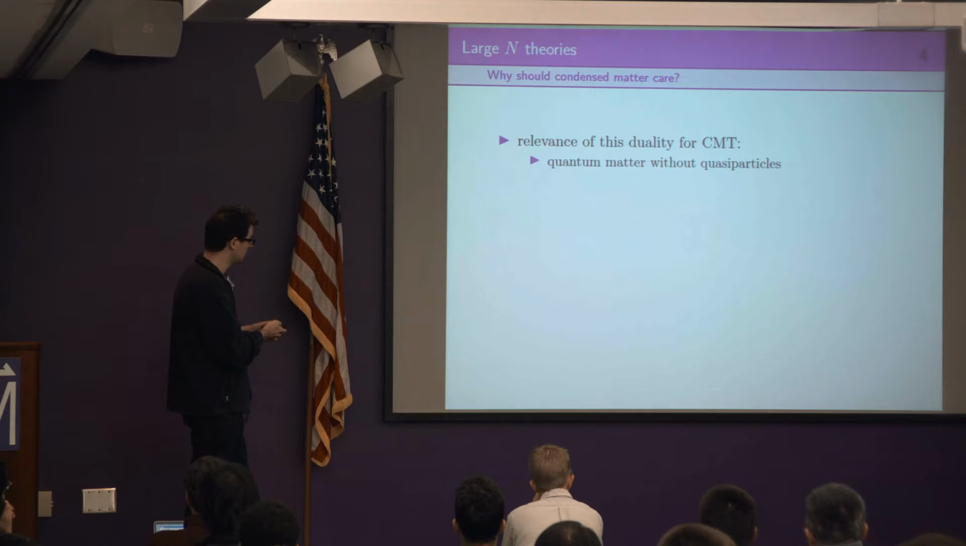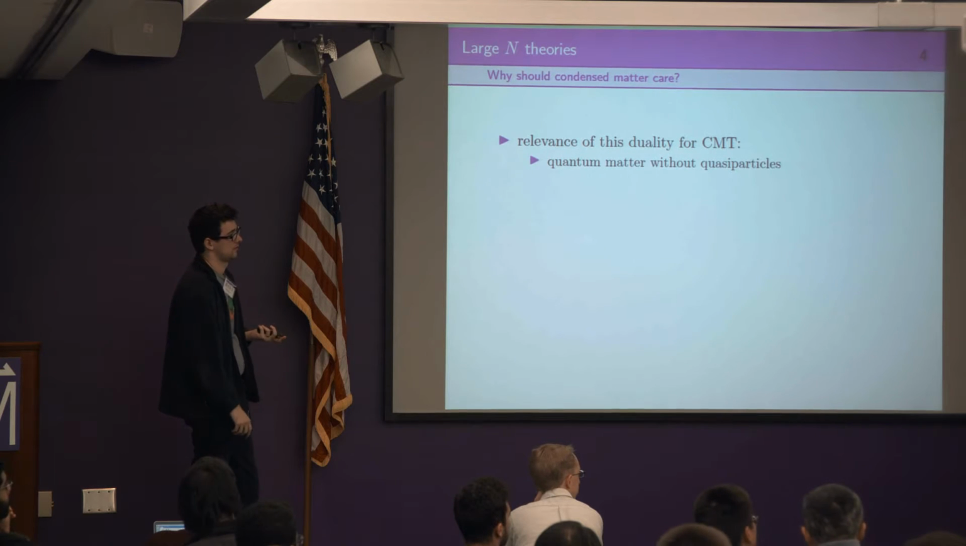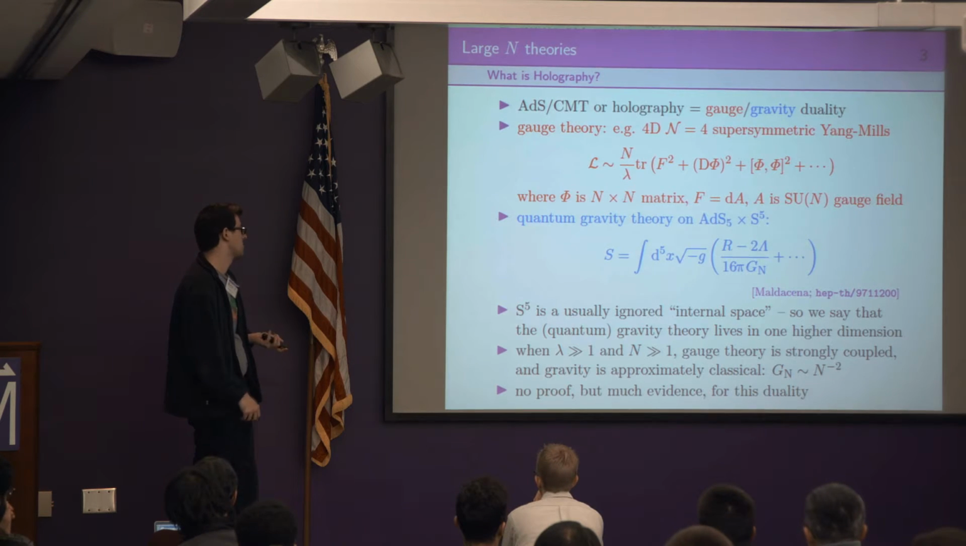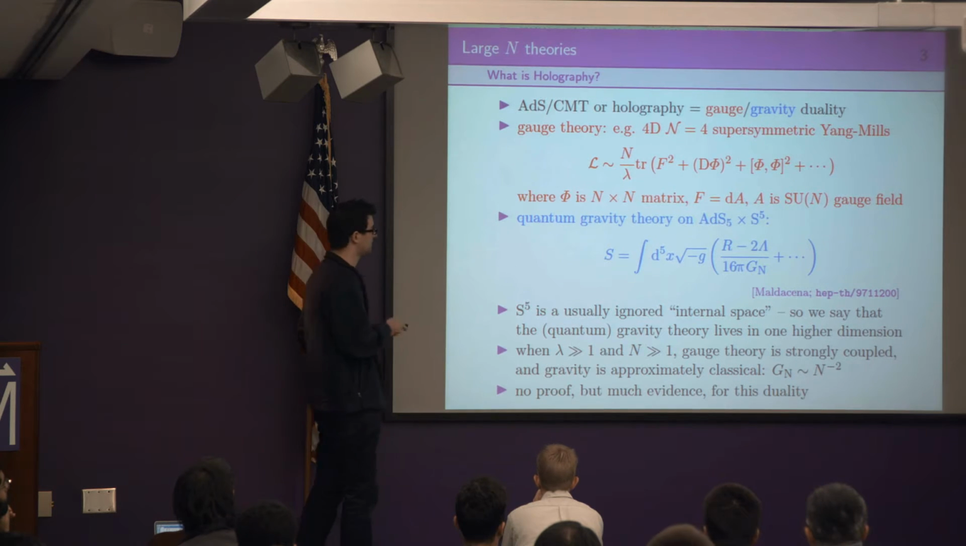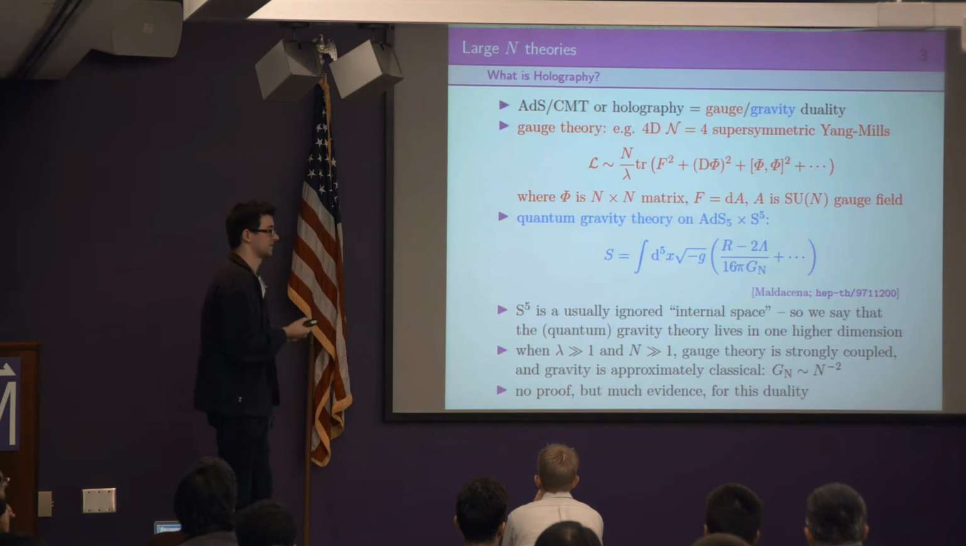Are you keeping a ratio of N over lambda finite? No, no. These can be separate. You can take these limits separately. So which ones will we be taking?